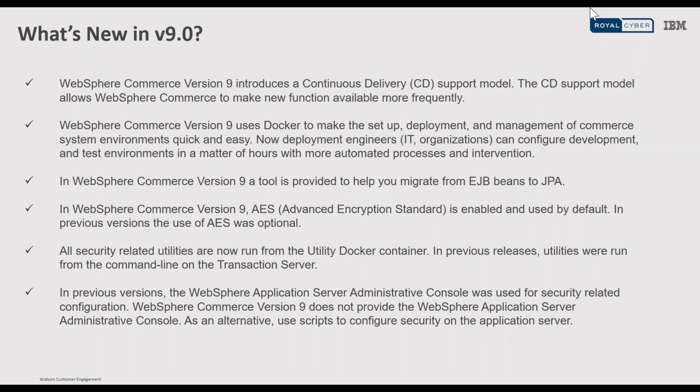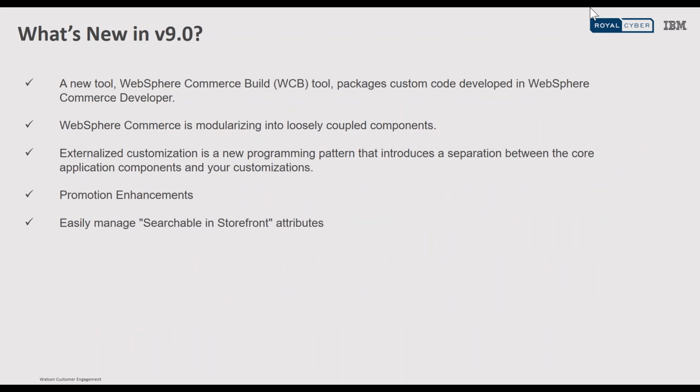With version 9, Advanced Encryption Standard is enabled and used by default. In the previous versions it was also available, but it was optional. All security related utilities are now run from the utility Docker container. In the previous releases, utilities were run from the command line. In the previous version, the WebSphere application server console was used for security related configuration. Going forward, it does not provide the administration console, but as an alternative, IBM has provided scripts to configure the security on the application server.